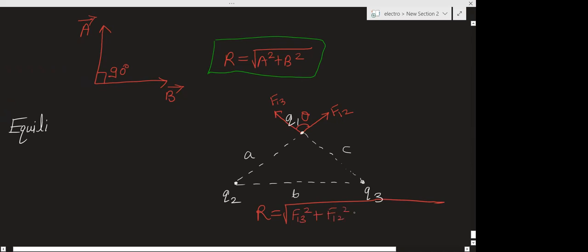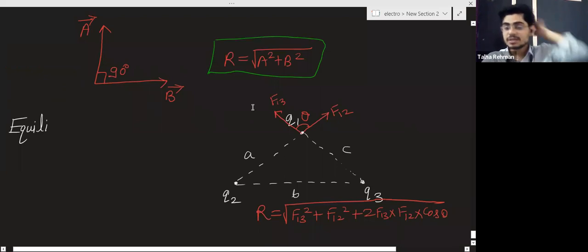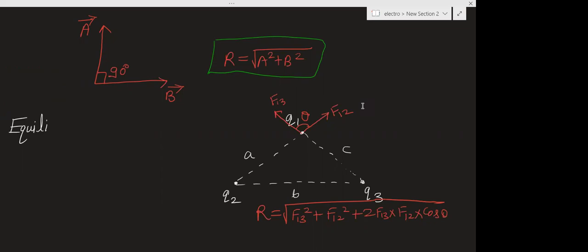Yes. So this is the application actually. 2 F13 multiplied by F12 into cos theta. So this is the superposition principle. Means, you are adding the forces with vector laws. That's the superposition principle. Okay. This is the application.